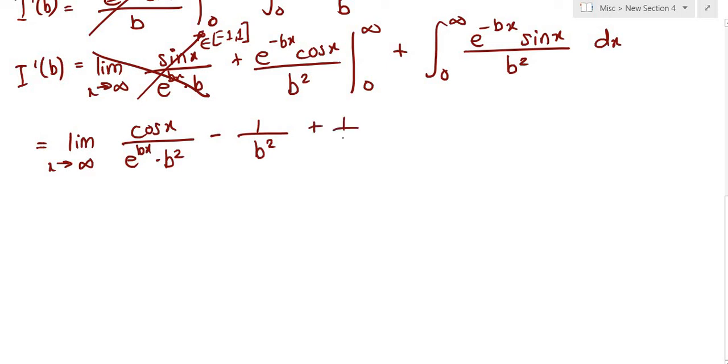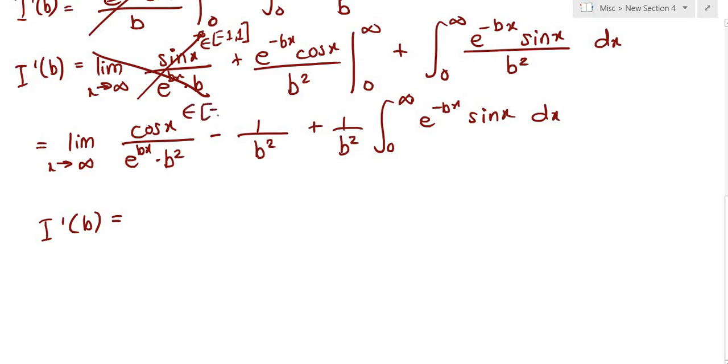And when I plug in b squared out, I have the integral from 0 to infinity of e raised to negative bx times the sine of x dx. So our I prime of b basically now is, well, when x tends to infinity, again cosine is going to be between -1 and +1, we don't know which, but then because of this e raised to bx, the denominator blows to infinity. That's why the fraction tends to 0. We don't need to care about this now. So we have -1 over b squared.